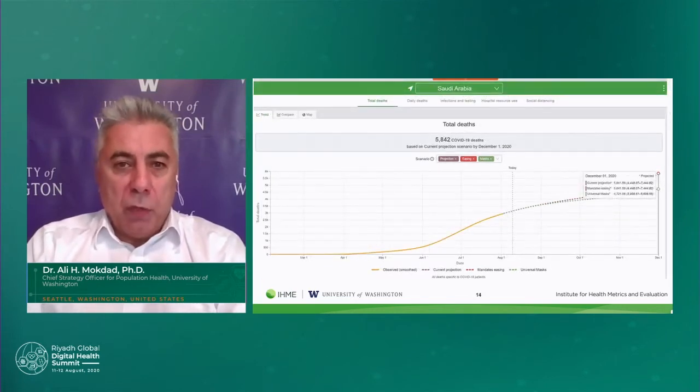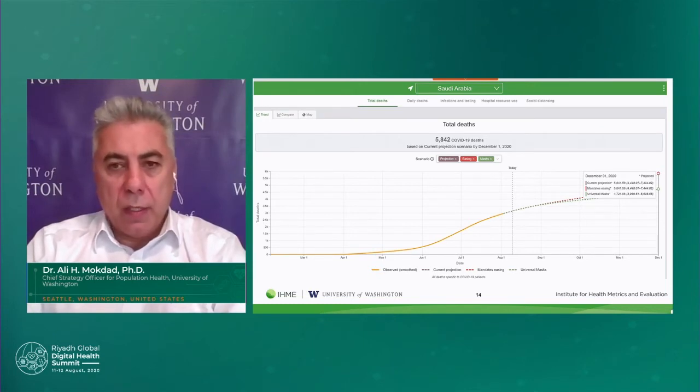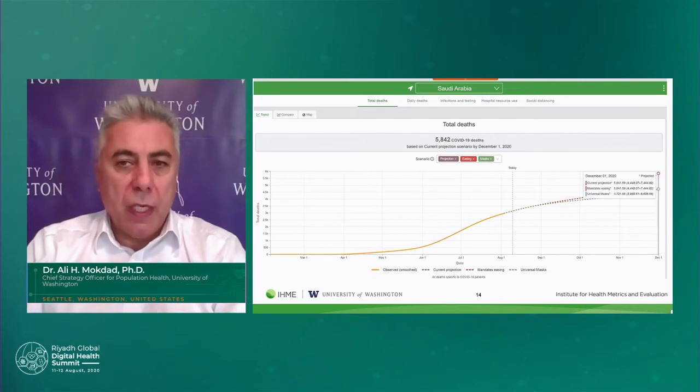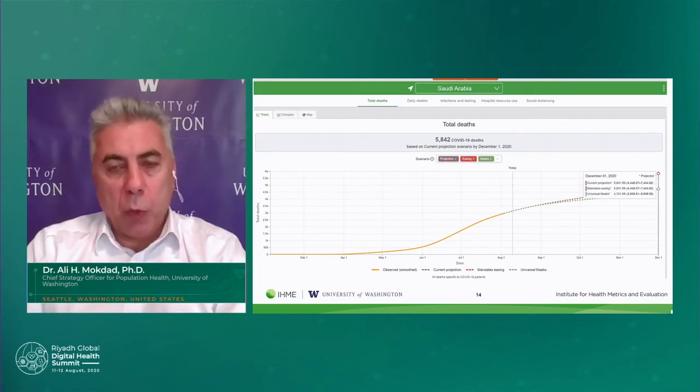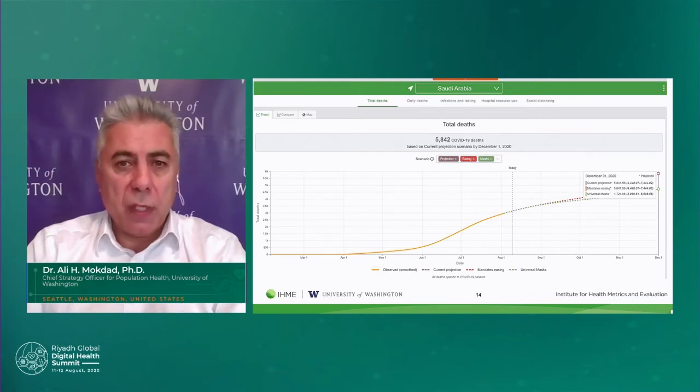This is Saudi Arabia, for example. We are projecting 5,800 deaths in Saudi Arabia until December 1st. We don't see a need for a lockdown in Saudi Arabia, so they will not reach the 8 per million per day deaths, but 1,000 fewer deaths could be achieved if 95% of people in Saudi Arabia wear their mask. Right now in Saudi Arabia, mask wearing is around 75%.